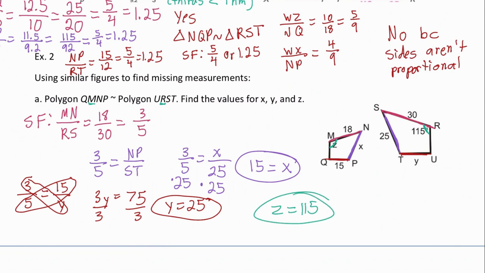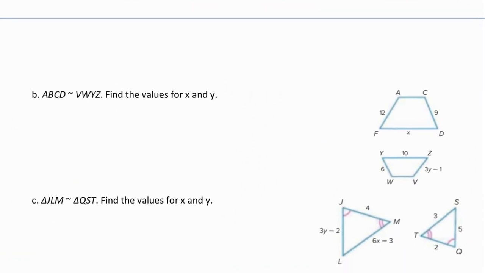So angles, again, are congruent. Sides are proportional. And you do just need to be careful of, am I writing the smaller side or the longer side first? Okay, so going on to the next one, we again are given that two things are proportional, and it's asking us to find the values of x and y. So we want to set up our proportion first.